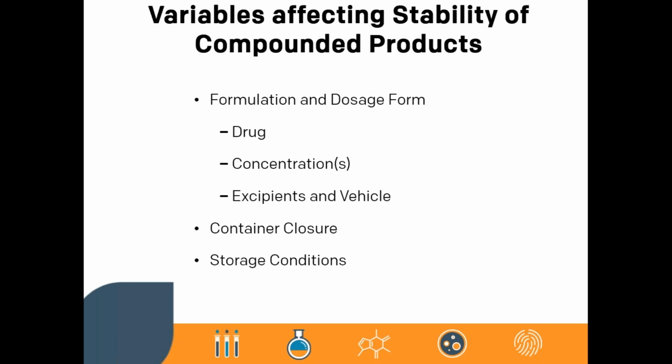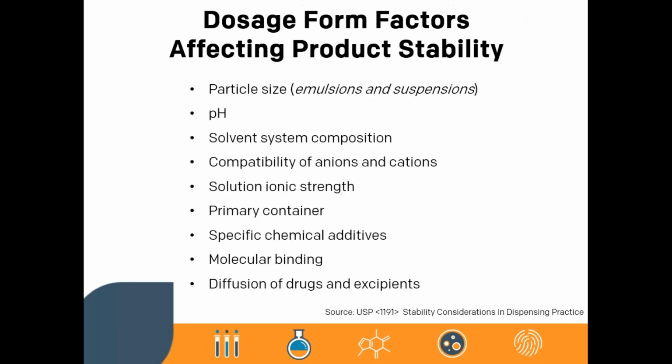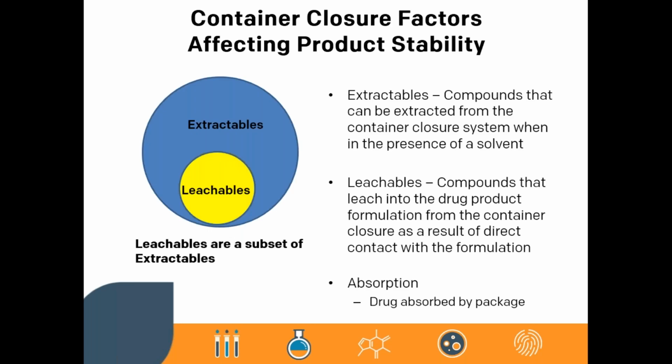The storage conditions are very important as well. And some of the factors that actually affect that stability can be particle size, the pH, as we discussed earlier in today's discussion, the compatibility, the ionic strength. These are all listed for you in USP 1191.